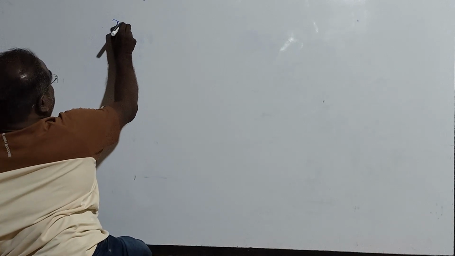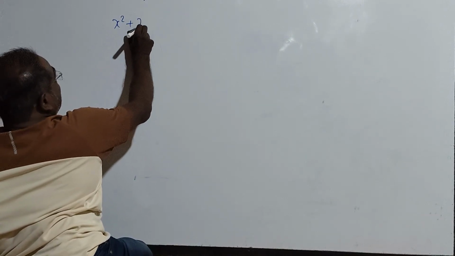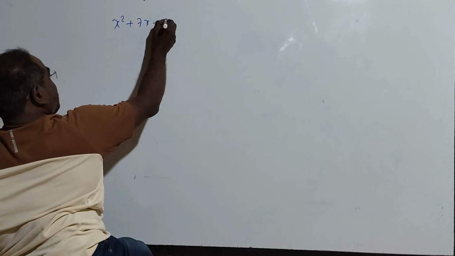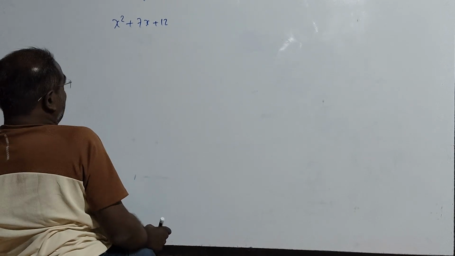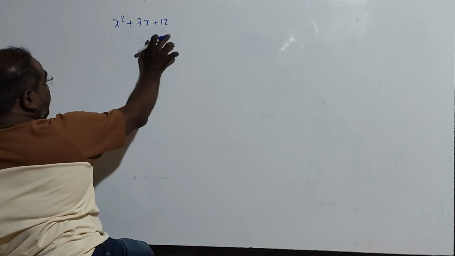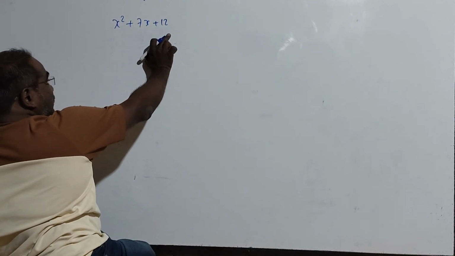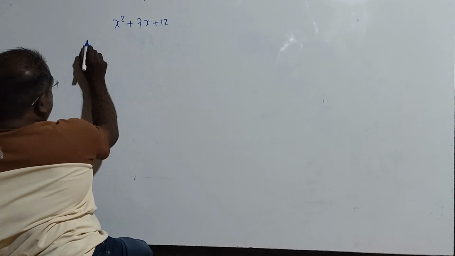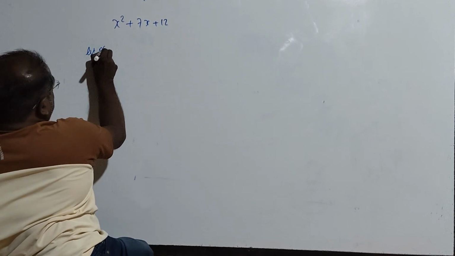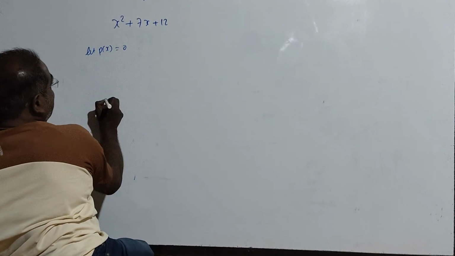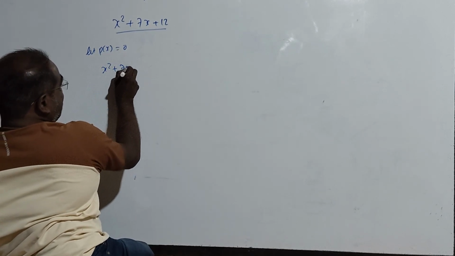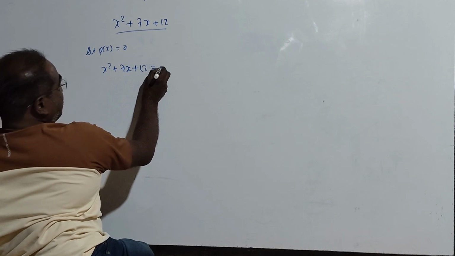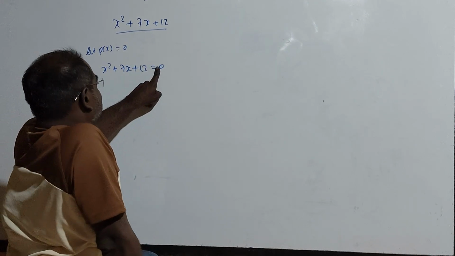Let me take one example. Yes, x square plus 7x plus 12 is a quadratic polynomial. First, we need to find the zeros. Let p of x equal to 0. This is p of x, x square plus 7x plus 12 equal to 0.